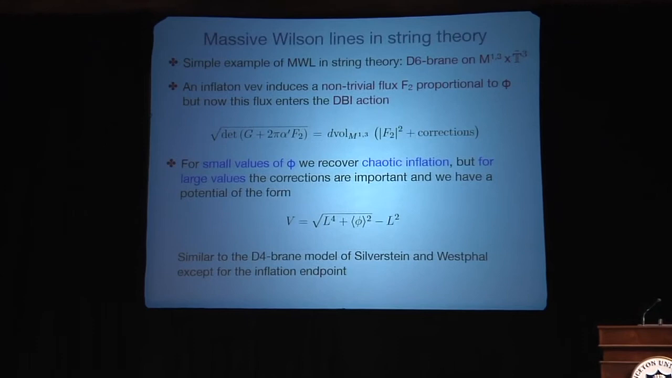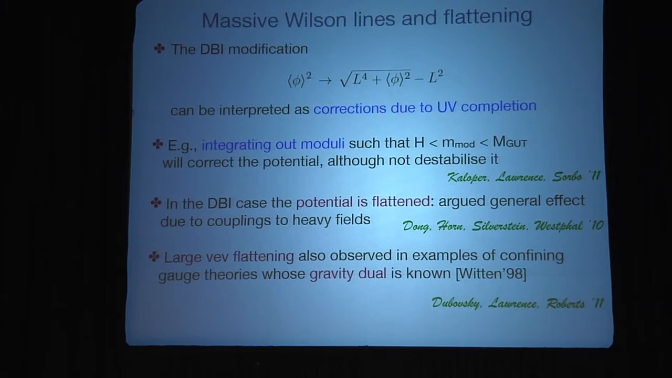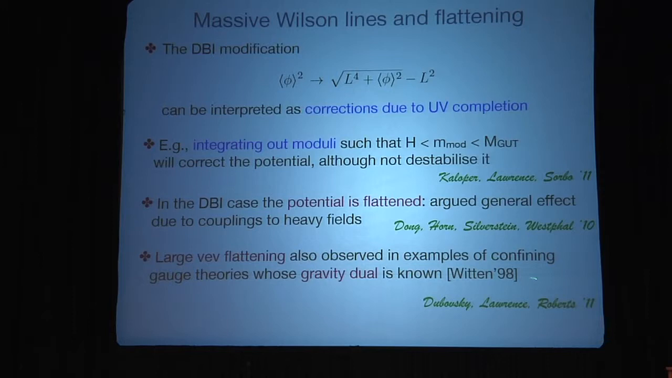Well, there's also this effect of flattening that Eva was explaining at length. So let me not stop too much here. Let me just say there's this particularly nice work of Dubovsky et al., in which they look at a toy example of axion monodromy, with the four-dimensional Lagrangian that I was describing. They look at the back reaction in the gravity dual, and they see that, again, you get this flattening effect, as Eva was explaining at length.